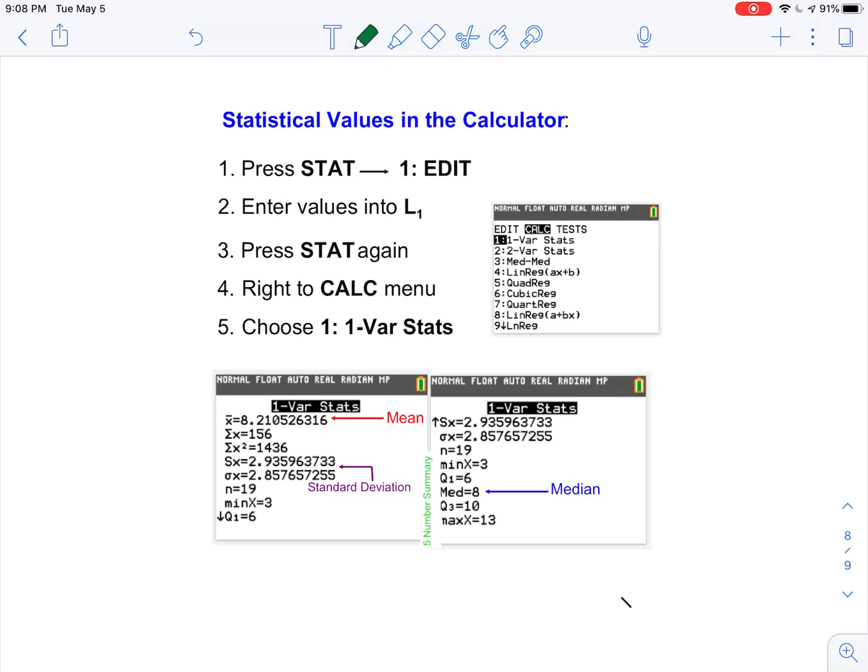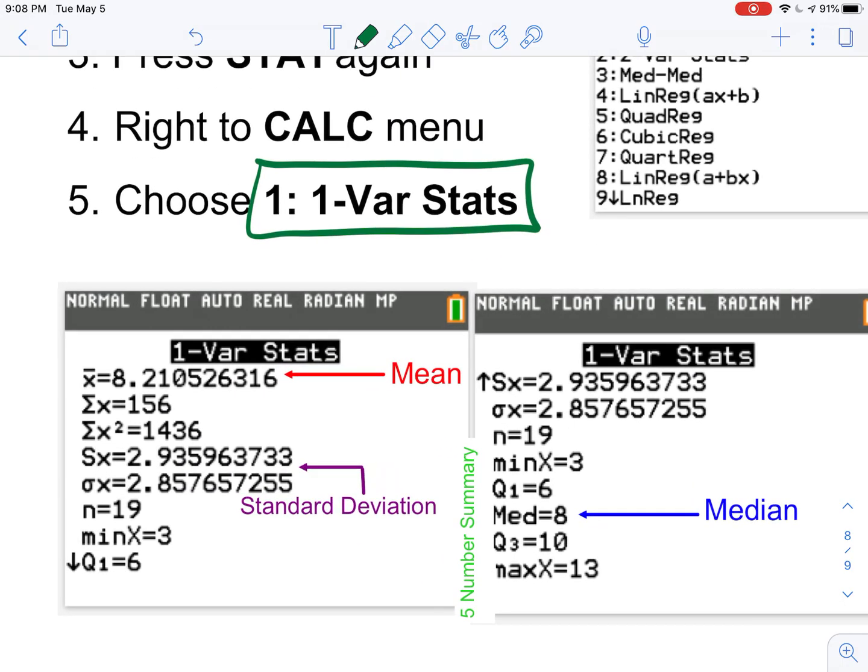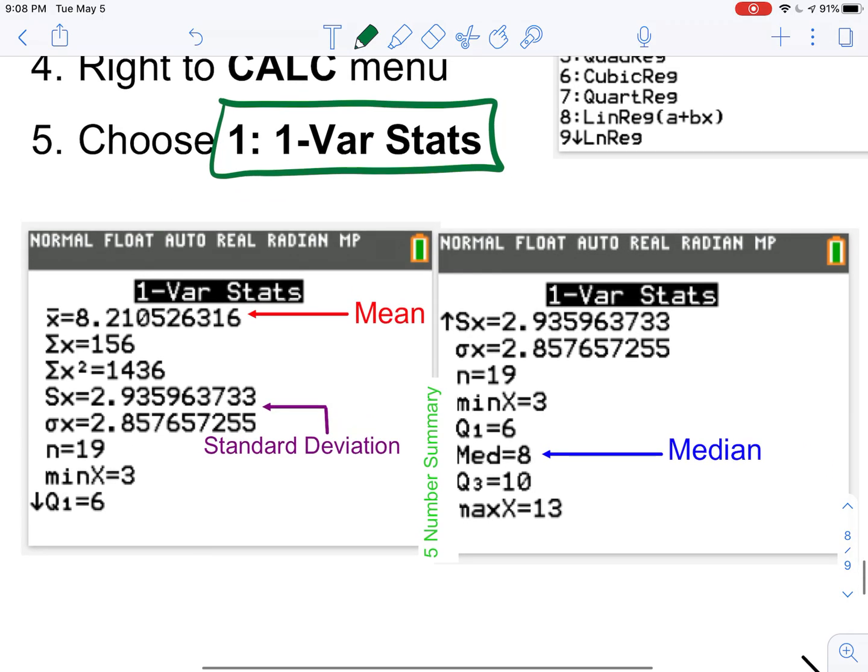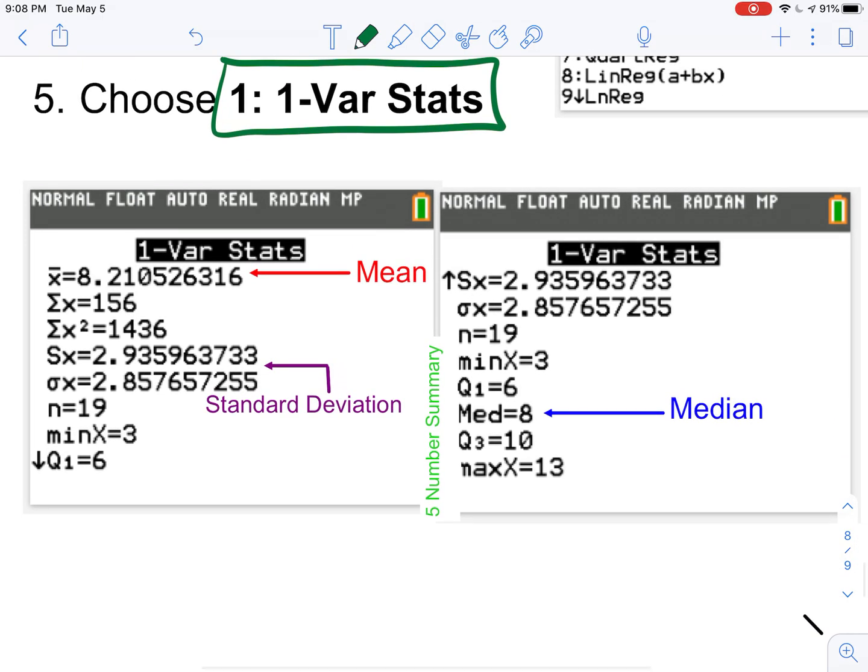So you're going to press Stat Edit to get into the table. Enter all your values into L1, and that's because we only have one data set. Okay. Then you're going to press Stat Calc, right? Move over to Calc and choose the option 1 Var Stats. Okay, 1 variable statistics. This is going to tell us most of the information that we need to know.